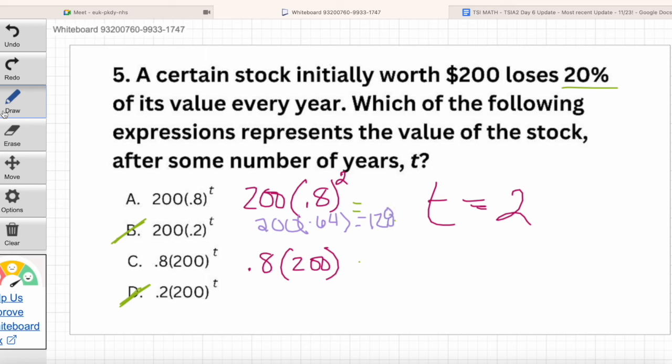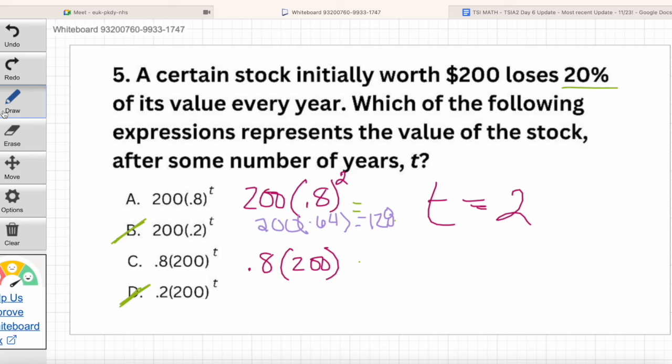Okay. So does that seem reasonable? Could that be the value of the stock after 2 years when this thing is losing 20% every year? Yeah, after 2 years, that's really reasonable, right? Because if it goes down to 160 after 1 year, then another 20% decrease will take us down a little bit less than 160. That's reasonable. Keep answer choice A.